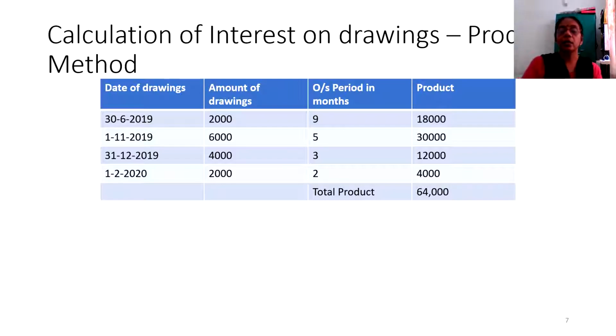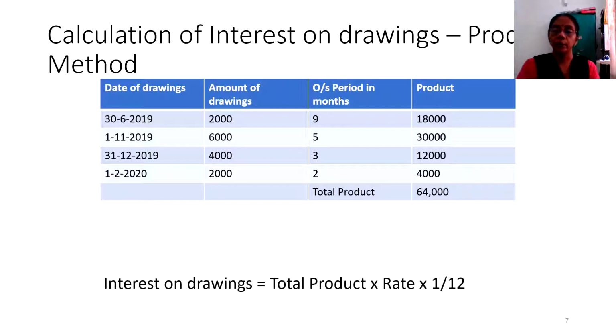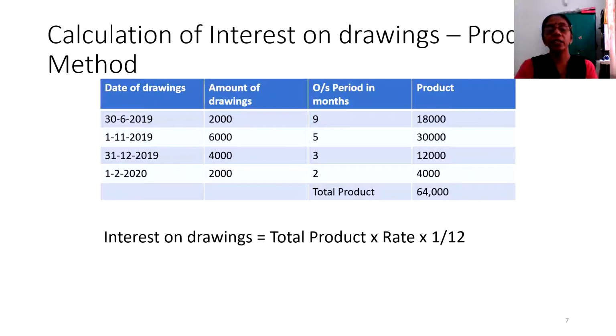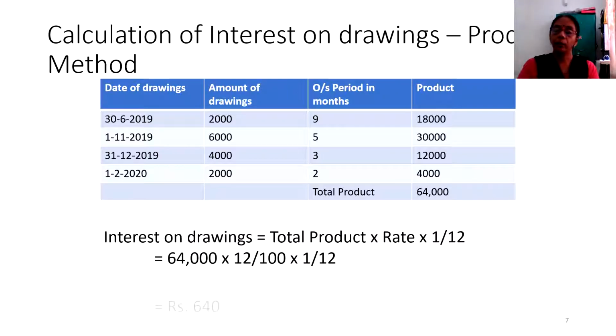Add the products and the sum that you get would be 64,000. Now the last step for our computation. Interest on drawings is equal to total product into rate into 1 by 12. Total product being 64,000 into 12 by 100 into 1 by 12. It would give you 640 rupees.